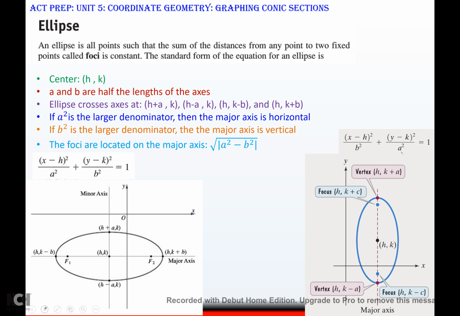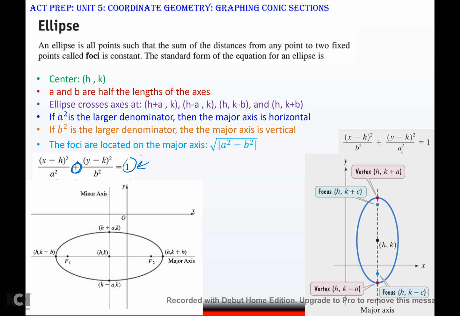All right, an ellipse. An ellipse is all points such that the sum of the distances from any point to two fixed points called foci is constant. The standard form of the equation for an ellipse is this one right here. Okay, a couple of things that you have to be careful of if you have an ellipse. One, this has to be a plus, and two, this side has to be 1. If that's not a plus and the other side isn't a 1, you do not have an ellipse.